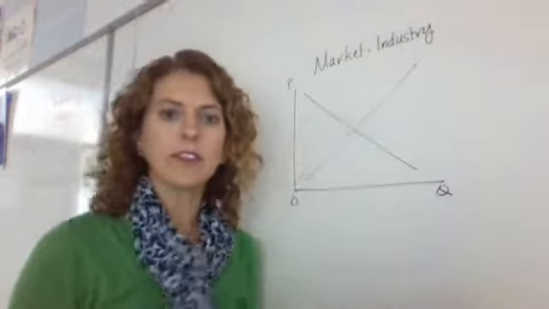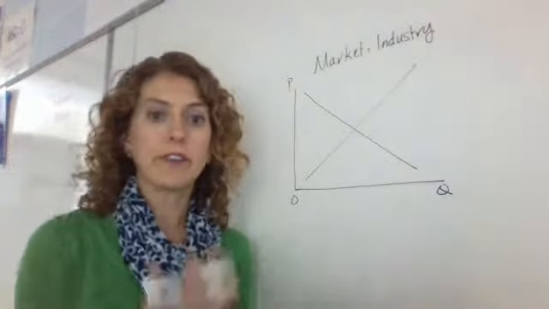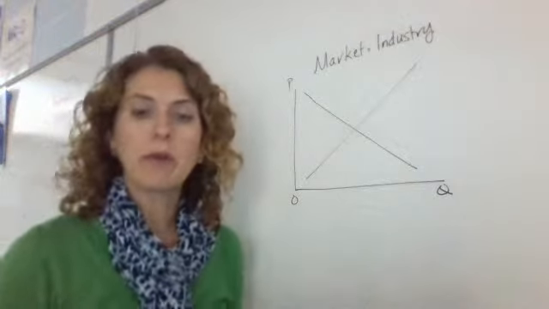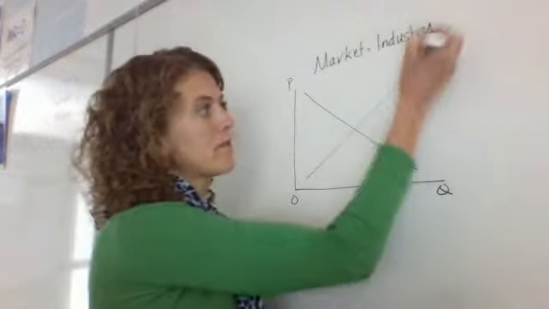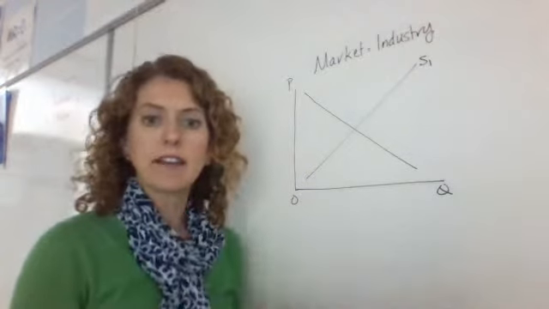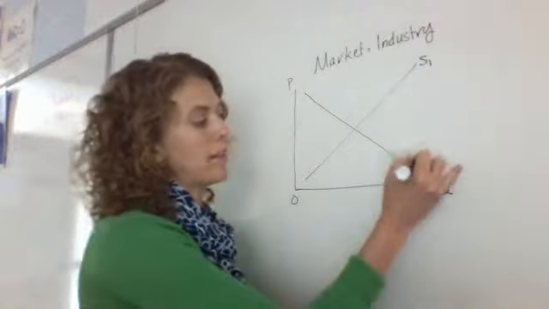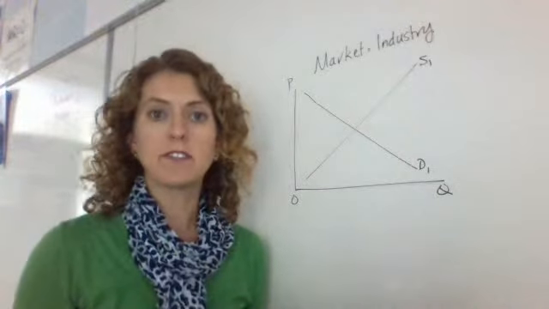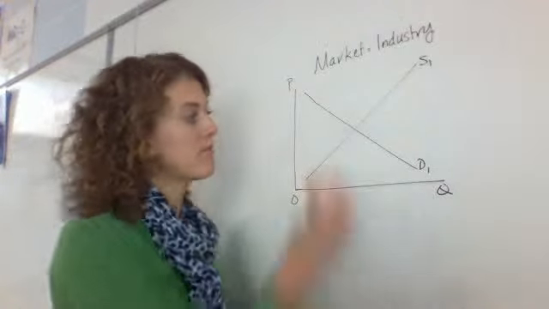On the graph, we're starting with a market graph or an industry graph in equilibrium. We have an upward sloping curve that we want to start by labeling S1, and a downward sloping curve that is our demand curve, and we'll start by labeling that D1. Where the supply 1 and the demand 1 curves meet is equilibrium.